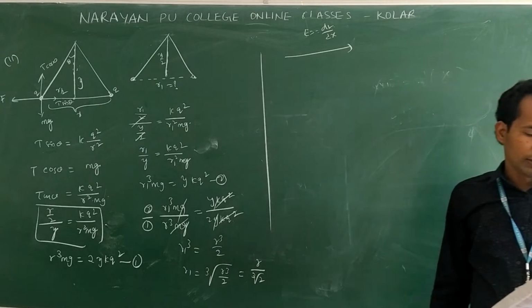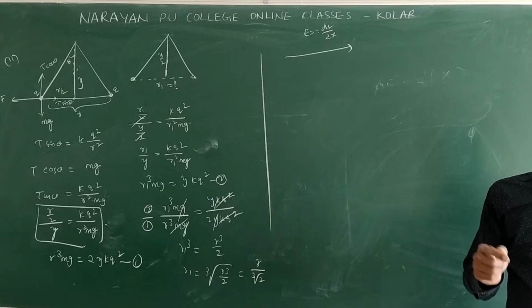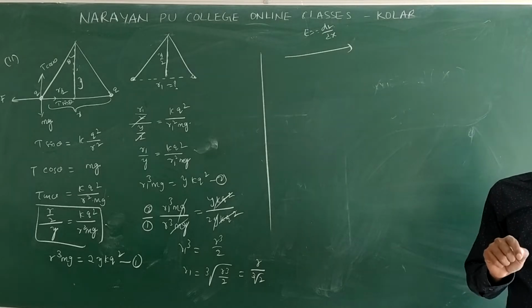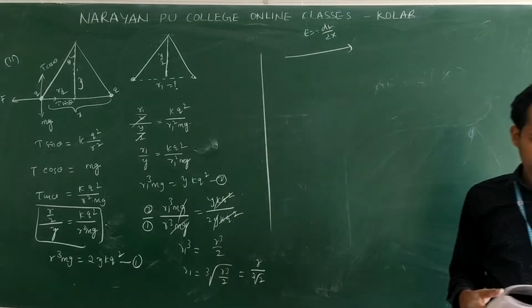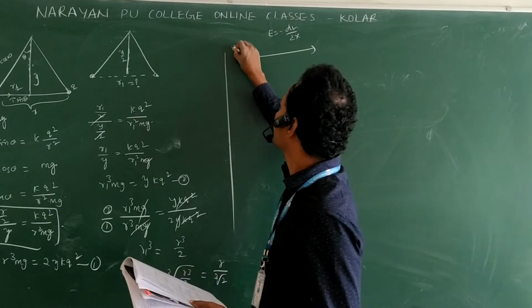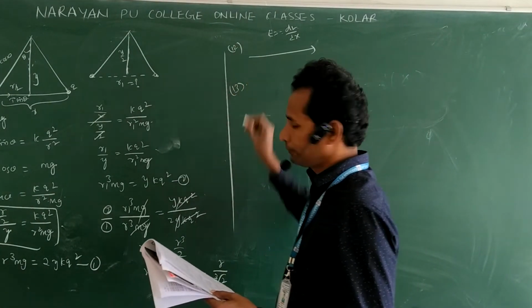So option B, the potential at B is maximum. Which is the maximum potential given in the options? Option 2. Now come to 13. This is 12 over. Next, 13.